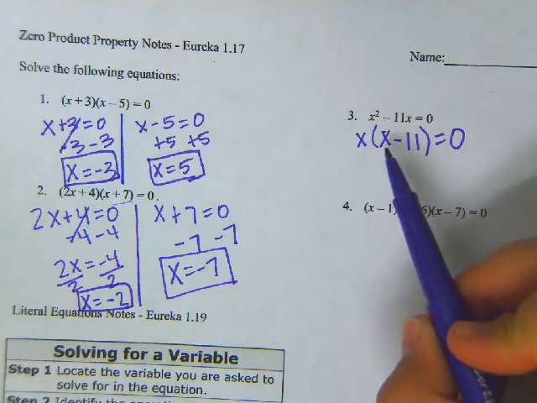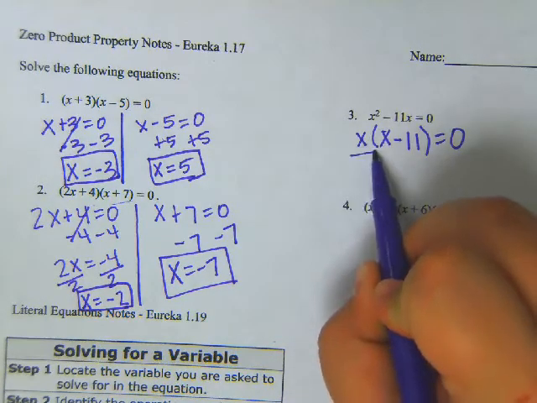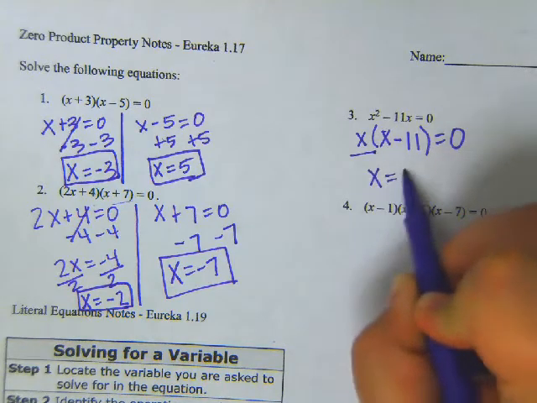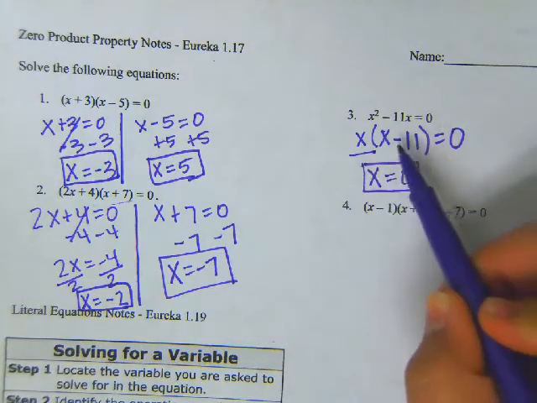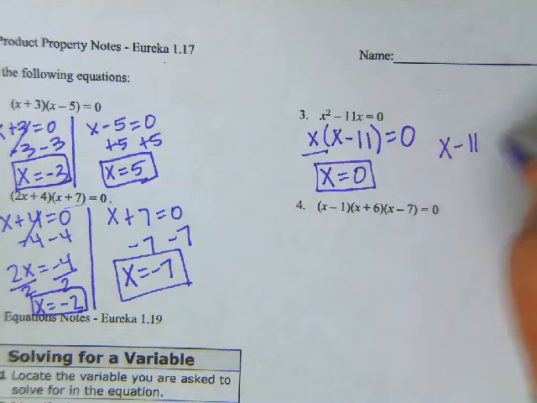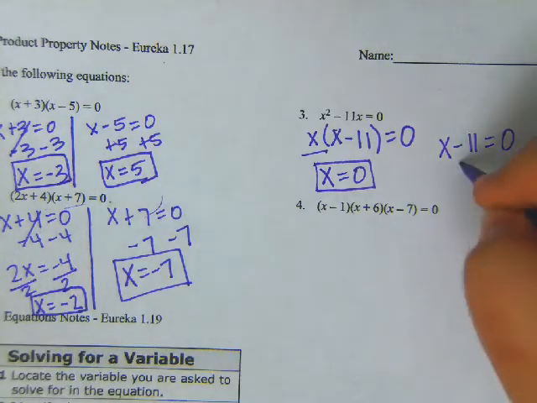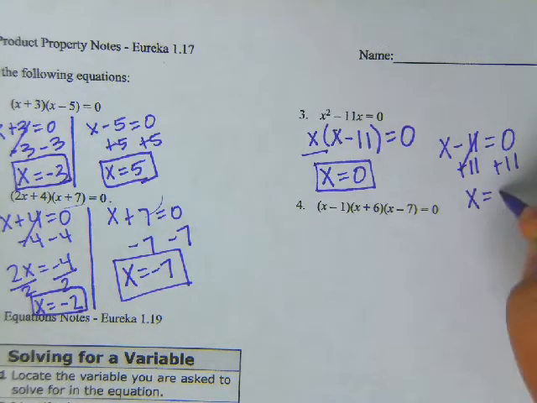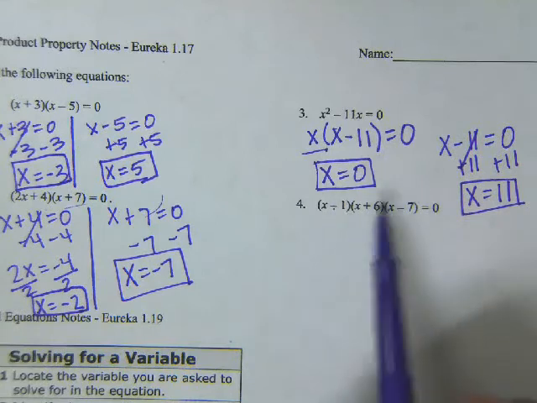We're going to separate them the same way. So we're going to first set this x equal to 0, which is already solved for me, so that's my first answer. Then we're going to take what's inside the parentheses, x minus 11, and set that equal to 0 and solve like we did over here. So we're going to add 11 to both sides, and so this tells me that my second x value is 11.